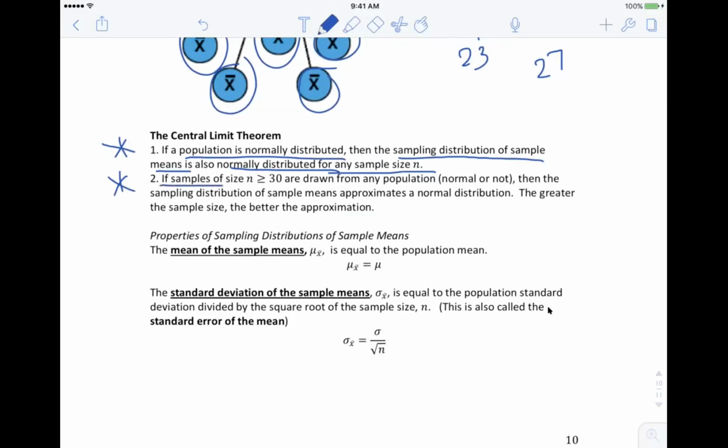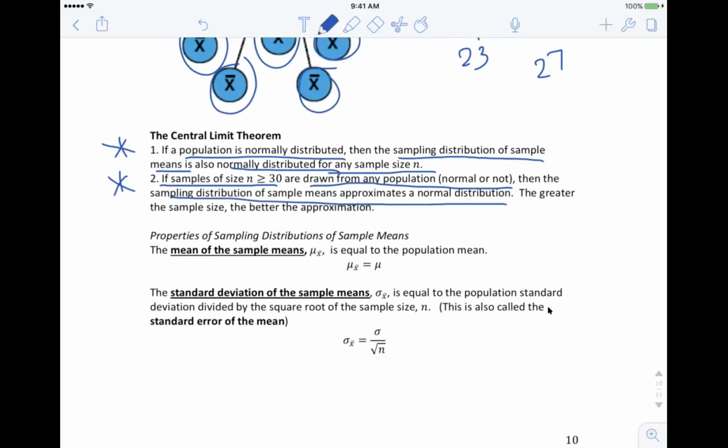It turns out a fact in statistics is, as long as you have a sample size of 30 or more, then if you draw from any population, doesn't matter the shape of the distribution for that population, the sampling distribution is going to be about bell-shaped. The greater the sample size, the better, but at least 30 does the trick.